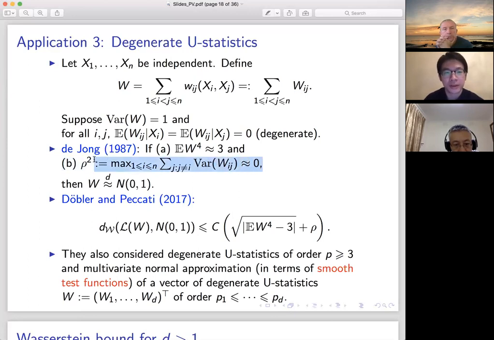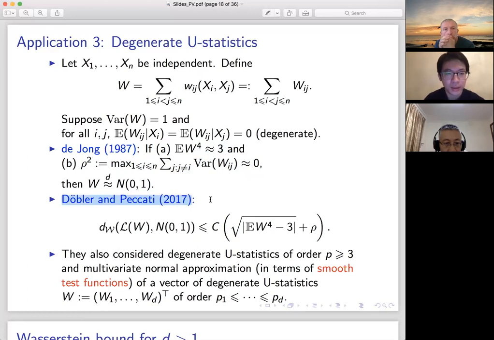This condition actually corresponds to the classical central limit theorem for sums of independent random variables, where the variance of each term should be close to 0. Each summand should be close to 0. That's a necessary condition. Then under this fourth moment condition and this maximum influence of each of these xi's going to 0, this W can still be approximated by a normal distribution. That's the result. Both conditions are necessary.